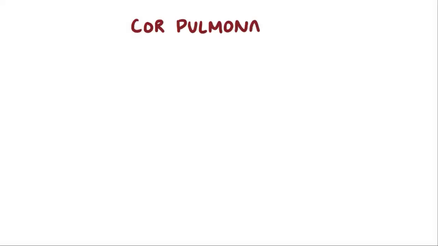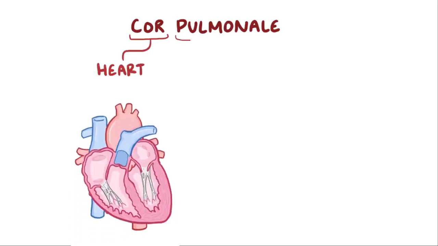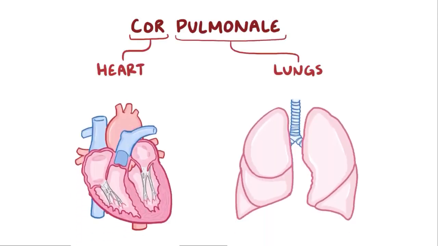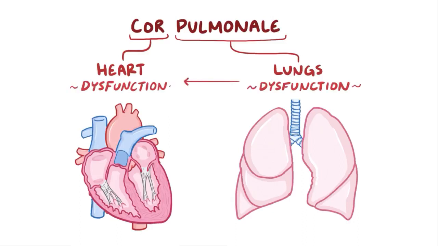With cor pulmonale, cor is Latin for heart, and pulmonale is Latin for lungs. Cor pulmonale, then, is a relationship between the two, and it's when a disorder of the lungs causes dysfunction of the heart.